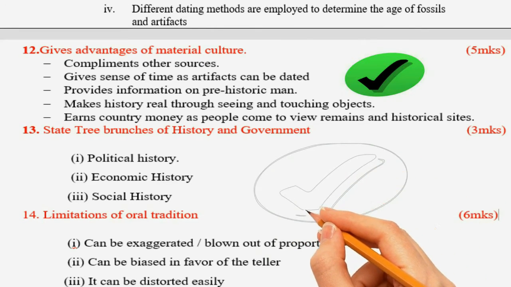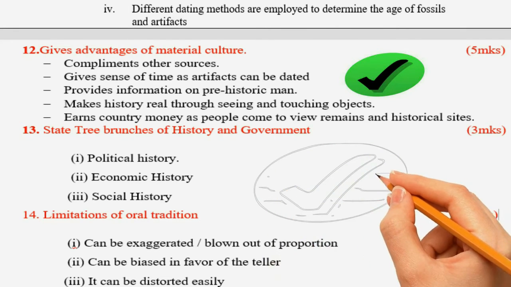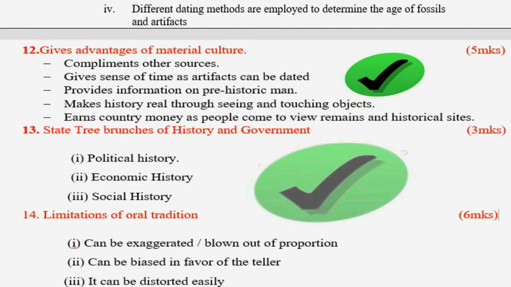We are back. We are looking at the limitations of oral tradition. Can be exaggerated, blown out of proportion. Then can be biased in favor of the teller. Then we have another one here. It can be distorted easily. Those are the limitations of oral tradition.